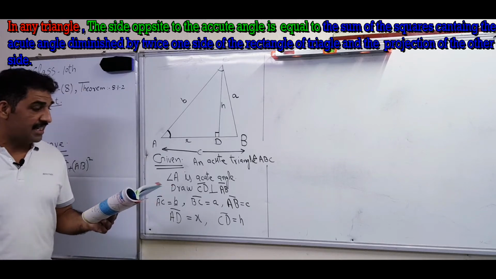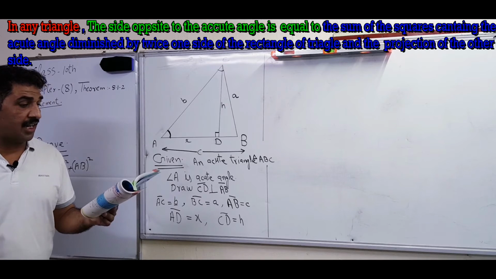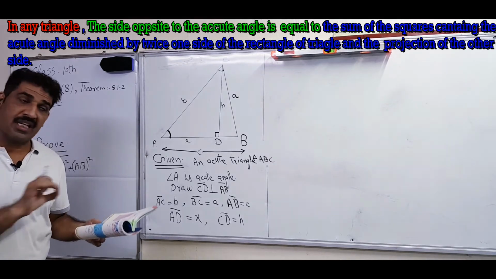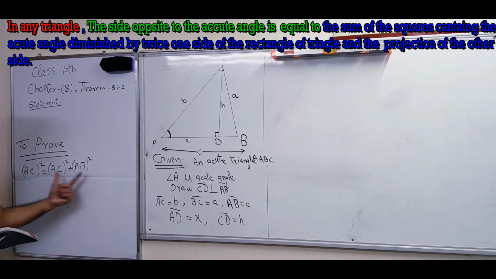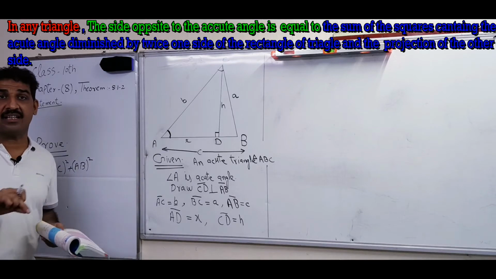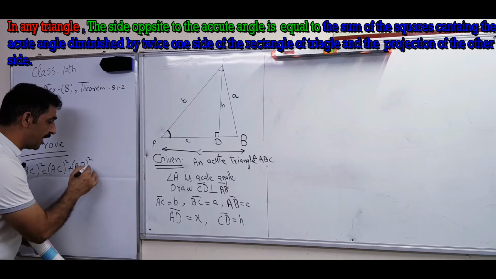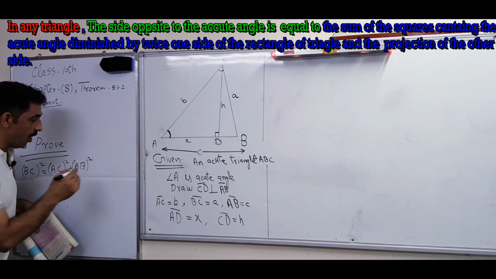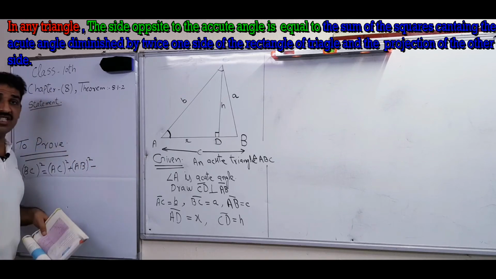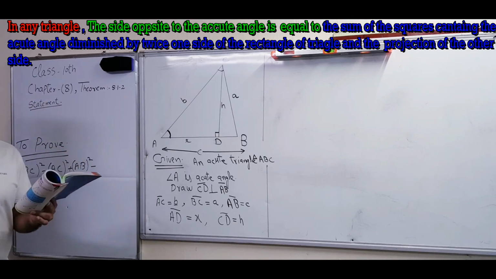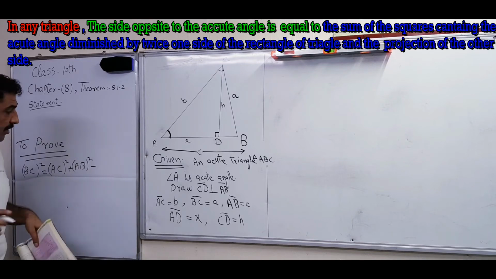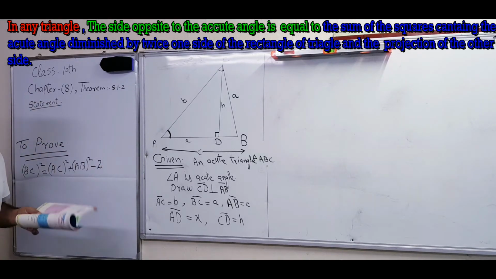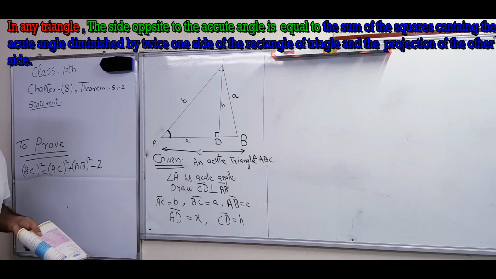What is in the statement? The statement is equal to the sum of the squares on the sides containing that acute angle. We have taken the sum of the squares of those sides. Before that he said together, and when you are writing together, at that time we use the sign of plus. But here he said diminished, which means you have to minus. Diminished. After that, he repeats the same sentence: by twice the rectangle. Twice means you have to multiply by 2, right? Twice the one side of the triangle which is related to the rectangle.